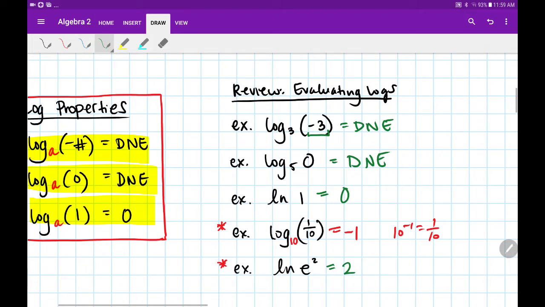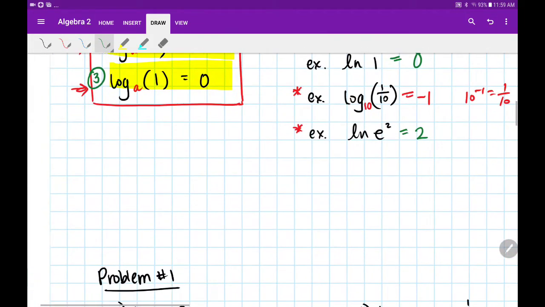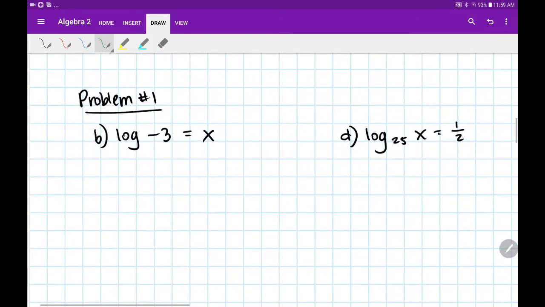So these are a quick review of how to evaluate logarithms. Let's jump into our homework now.